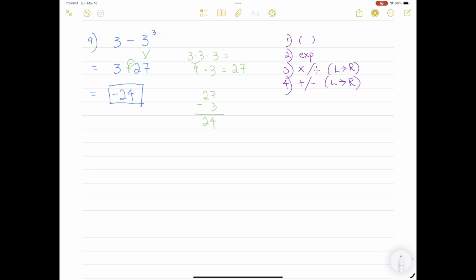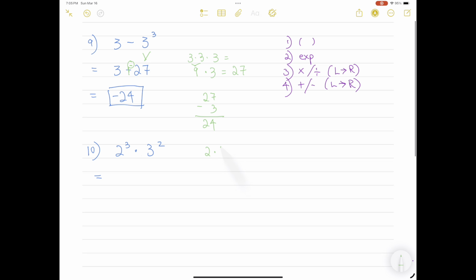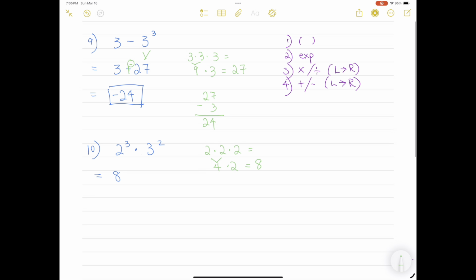Next, problem 10. 2 to the third power times 3 to the second power. I write this problem down carefully, making sure I have all the characters and numbers correct. No parenthesis, so I start with solving 2 to the third power, which is 2 times 2 times 2, which simplifies to 4 times 2, which equals 8. I write 8 down below. Now I work on 3 squared, which is 3 times 3, which equals 9. I write times 9 on the line below, next to the 8. 8 times 9 equals 72. I box my answer.